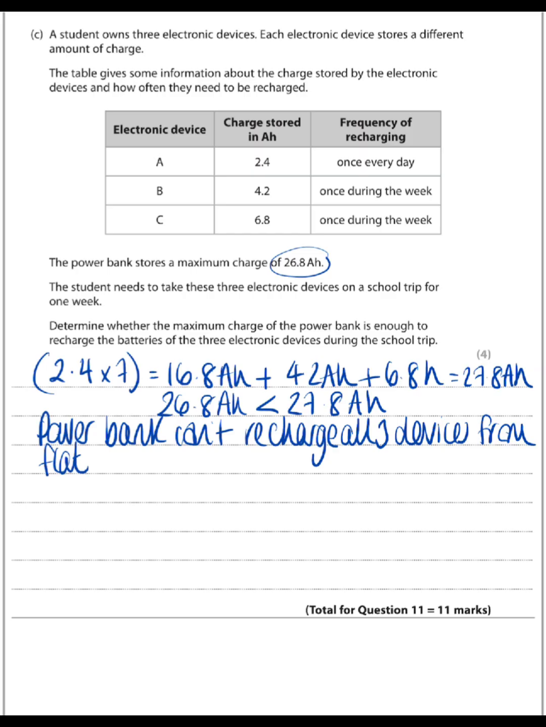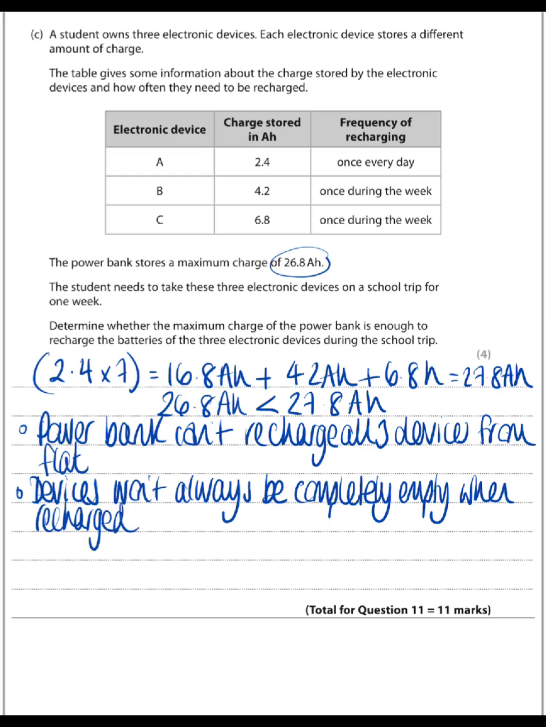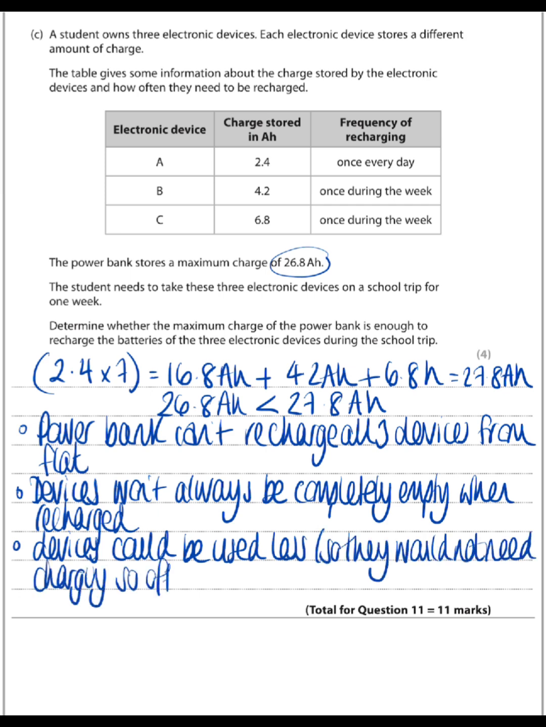However, we have to consider the fact that they may not be flat, so we could get a mark here for identifying that actually the devices won't always be completely flat. And of course, if the child was to use their devices less, that gives us an option for how this would be possible. So you could get a mark for identifying that actually the devices could be used less. And then, of course, there is always the possibility that there are charging facilities available, so the power bank could actually be recharged itself.